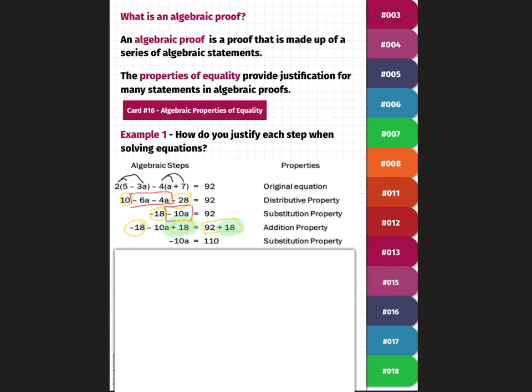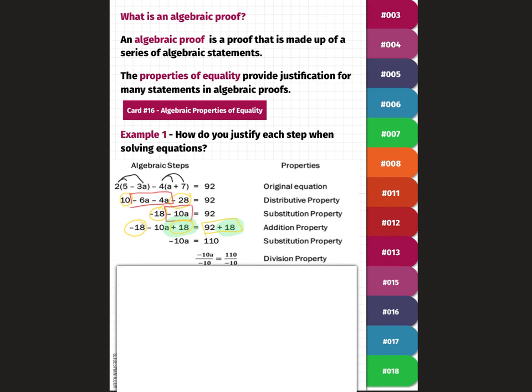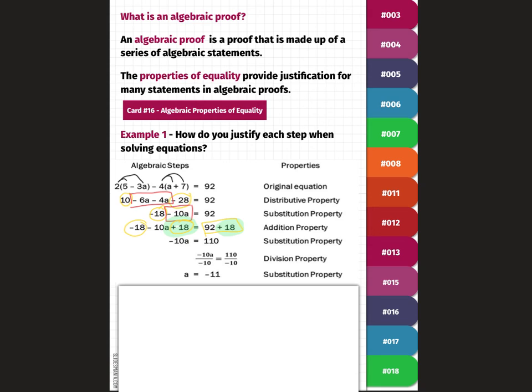And so if I'm solving this equation, then I know my next step is I'm going to divide both sides by negative 10. That's going to be the division property, me dividing both sides by negative 10. And then when I simplify that, it is again going to become the substitution property, because negative 10 divided by negative 10 gives me 1a or just a, and 110 divided by negative 10 is negative 11. So I'm substituting their new values when I simplify an equation.